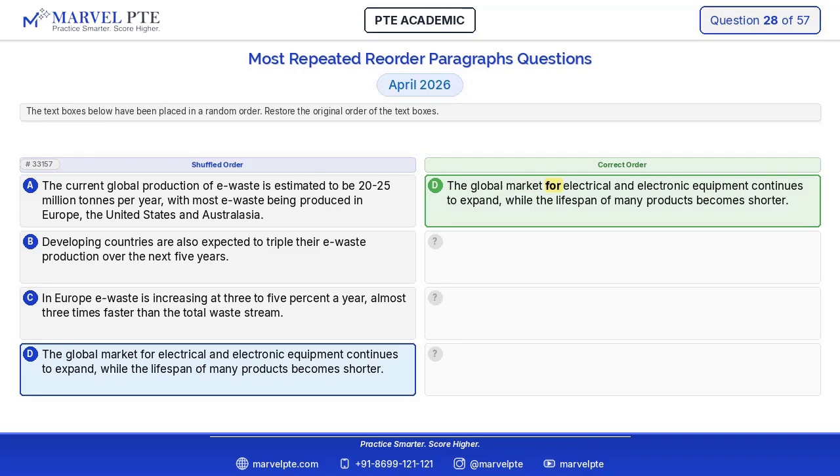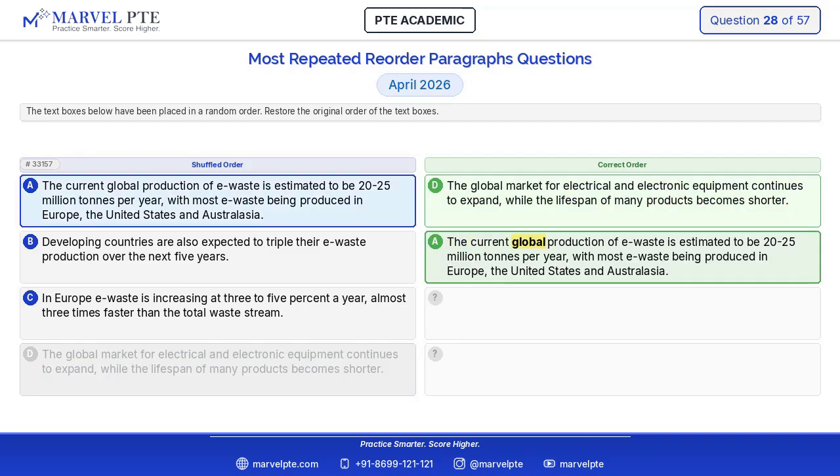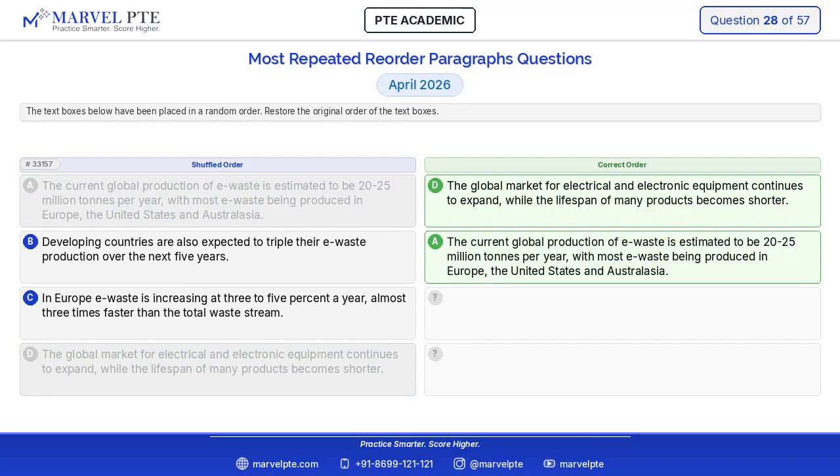The global market for electrical and electronic equipment continues to expand, while the lifespan of many products becomes shorter. The current global production of e-waste is estimated to be 20 to 25 million tons per year, with most e-waste being produced in Europe, the United States, and Australasia.